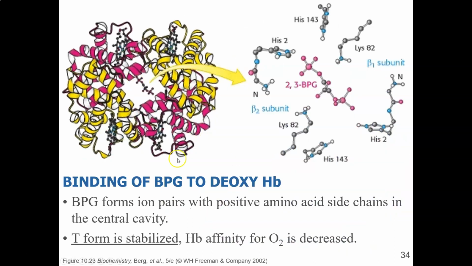So here's another picture right here. So here's the 2,3-bisphosphoglycerate. Again, here's positively charged histidine, positive lysine, positive histidine, positive histidine, positive lysines, and this amino terminus right here is positive. That amino terminus is positive. So we have this nicely lined, positively charged cavity, and it's a really nice place for BPG to pop in there and form a whole ton of ion pairs.